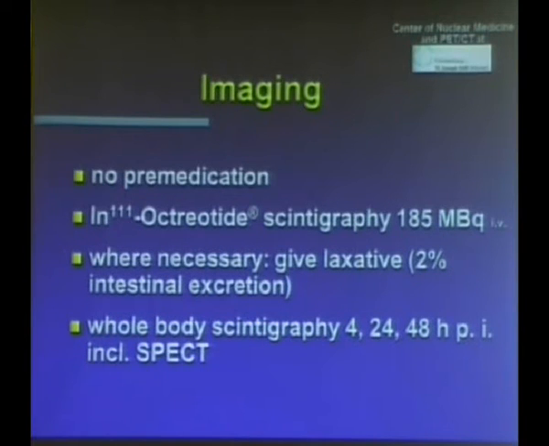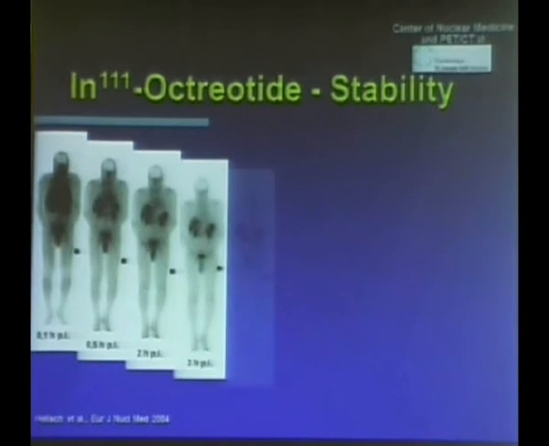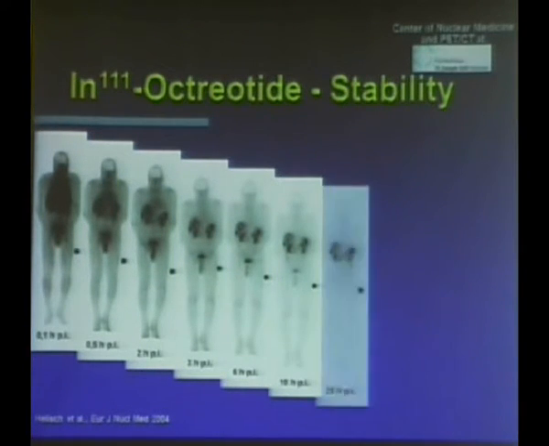Whole body, not only a part of the body, but a whole body scintigraphy, at 4 hours, 24 hours, and of course 48 hours after injection, and of course with SPECT or SPECT-CT to get a high specificity and high sensitivity. Because we know the longer you wait, the more the contrast is detected by our gamma cameras in patients with neuroendocrine tumors.